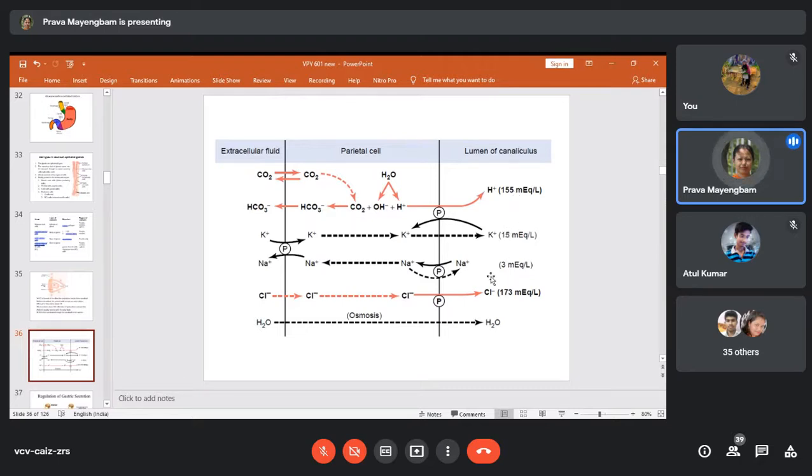And on the other side, what happens? Chloride is an extracellular ion. It can easily diffuse from the extracellular fluid to the parietal cell, and from the parietal cell it is transported to the canaliculus by active transport. So there will be presence of hydrogen ion and presence of chloride ion. Now this hydrogen and the chloride will combine and form HCl. So this is the mechanism of secretion of hydrochloric acid from the oxyntic cells.